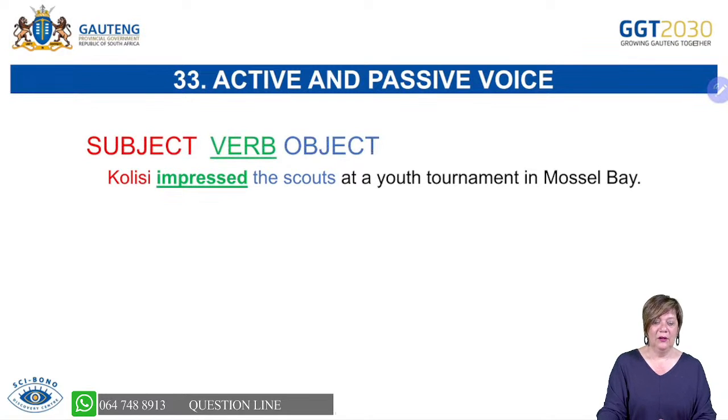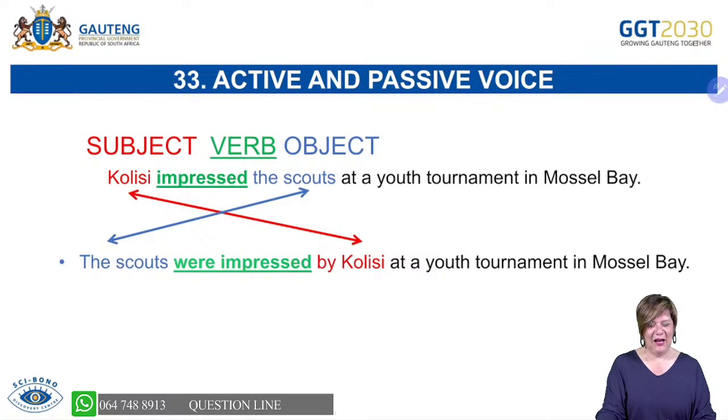So, we know Khaleesi is our subject, our verb is impress, and our object is the scouts. Yes, we have a whole rest of a sentence there. That's not important at this stage. Now, what happens now? In active and passive voice, the subject and the object change places. And you can literally do this on your question paper. So we're going to start now with the scouts, and we're going to end with by Khaleesi. And we'll add the rest of at a youth tournament in Mossel Bay.